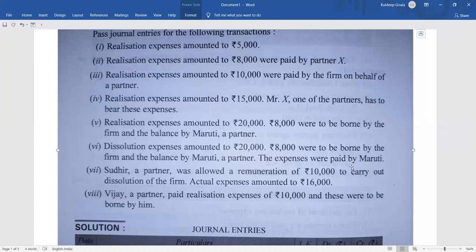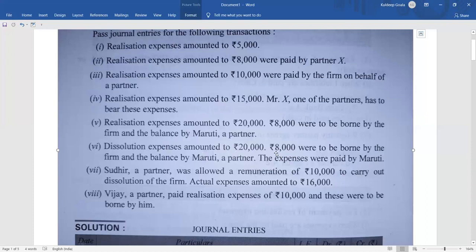Now suppose Maruti was supposed to pay 12,000 and he paid 12,000, so it is his entry. It will not be shown in the book. Okay, so only 8,000 will be shown here. How will it be shown? Since Maruti has paid it, Maruti will get the money, and realization expenses, there is a dissolution expenses, same thing. Okay, it is a loss for the firm.